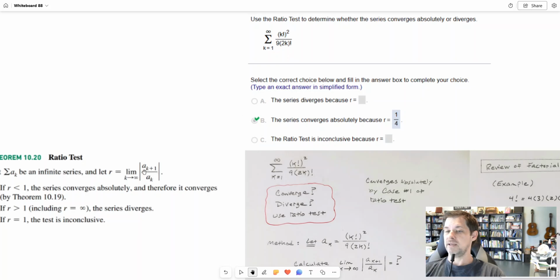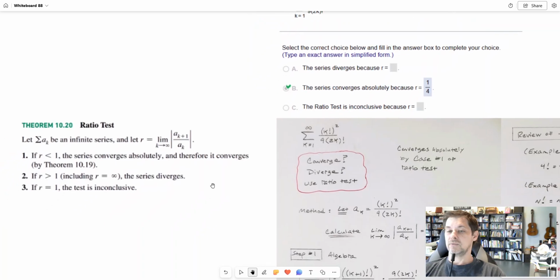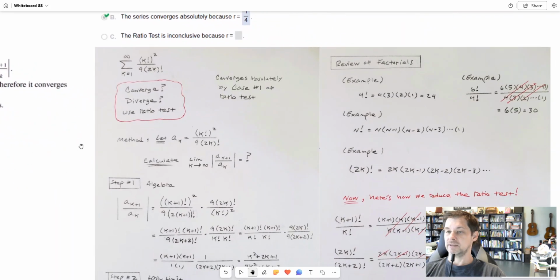Now a sub k is this. What do you think a sub k plus 1 is? That's what you would get if instead of k in that formula, you put k plus 1. So we'll set up and evaluate that limit. And depending on what we get, we have 3 cases to try to make a conclusion about.